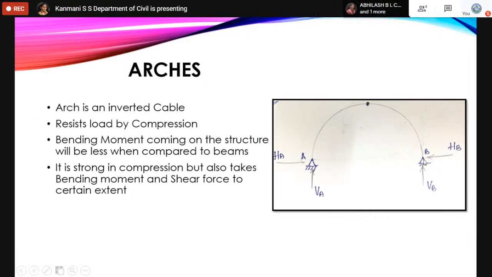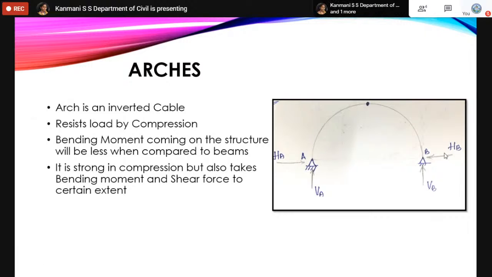A hinge is a support which provides reactions in two directions. So the hinge will protect the arch from falling down in the downward direction by providing vertical reactions VA and VB, and it will resist the arch from moving along the horizontal direction by giving horizontal reactions HA and HB.